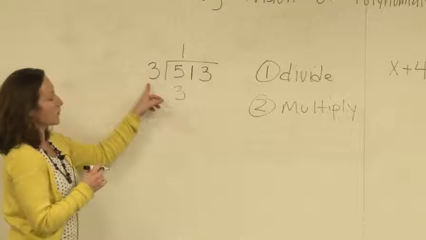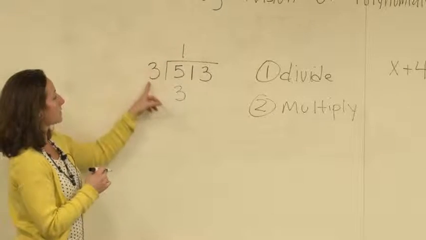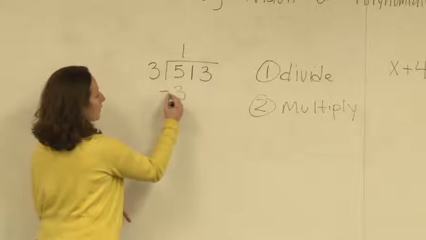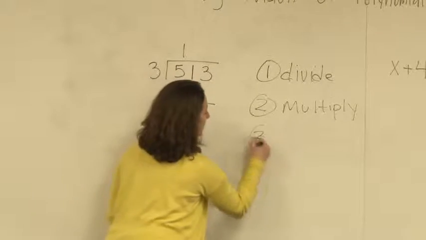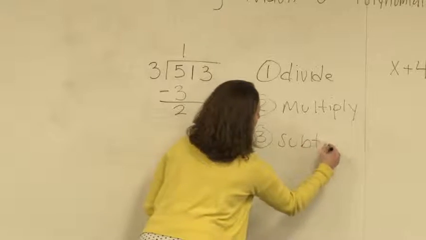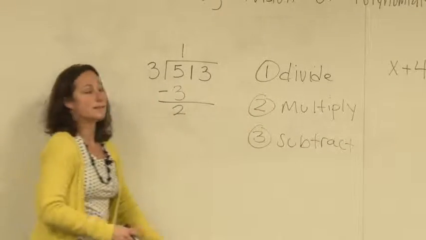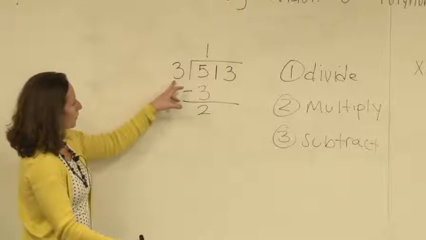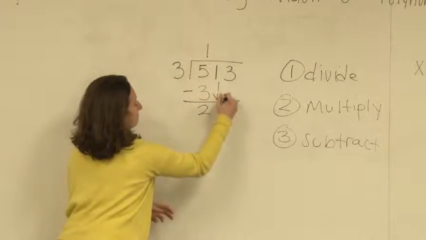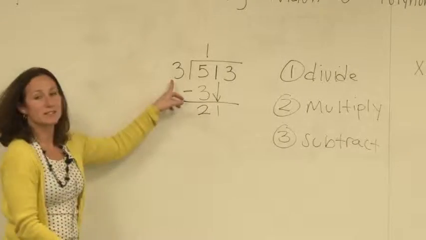All right, so 3 fits into 5 once. 1 times 3 is 3. And at this point, we're going to subtract. 5 minus 3 is 2. So step 3 was subtract. All right, so now we're going to bring the 1 down, and we're going to start again at the top.